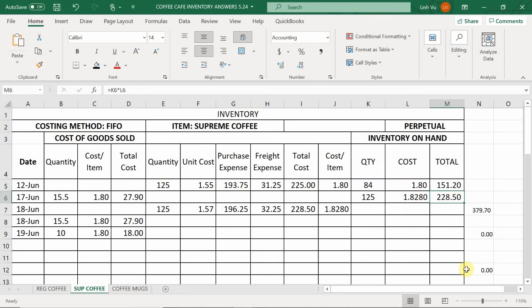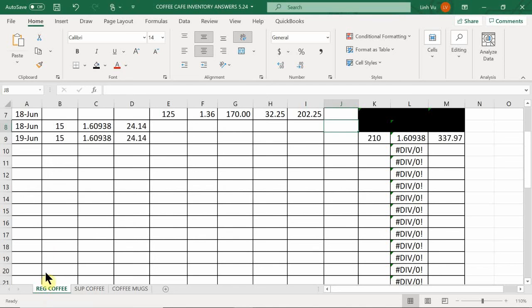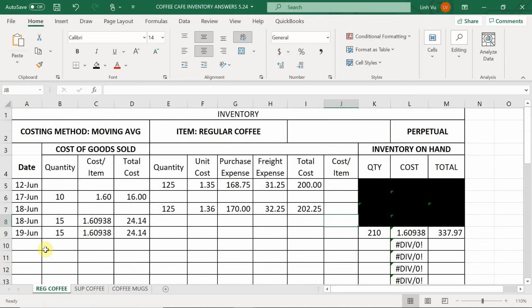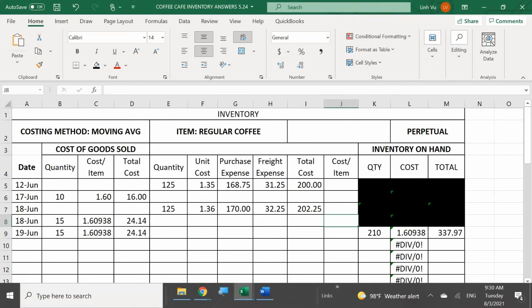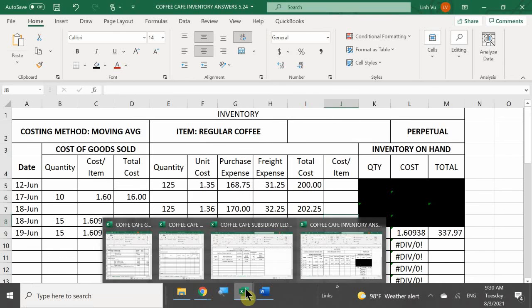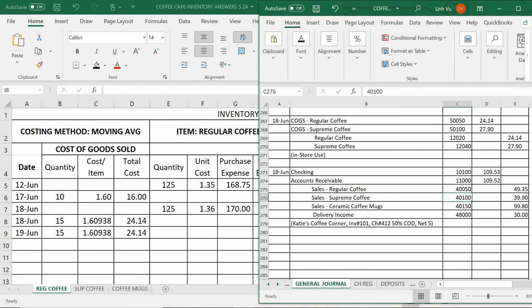So there we have it. 84 left at 1.80 gives me 151.20, giving me a grand total of $379.70. Okay. So here we sold 18 pounds of the Supreme and $24.14 for the regular coffee. So therefore, how should my journal look like?